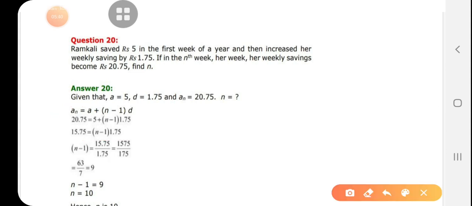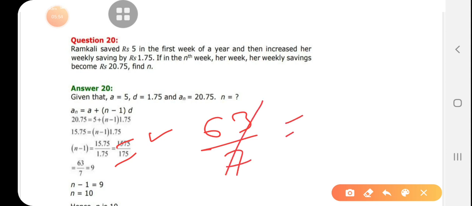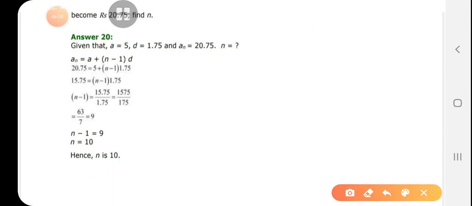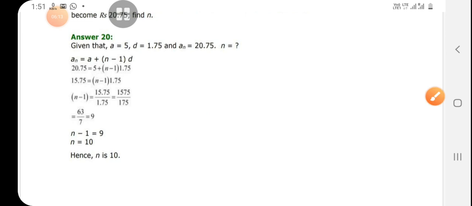Remove the decimal, then we get 1575 by 175. If you divide both of these by 25, then you get 63 by 7. If you divide again, then you will get 9. So n minus 1 is equal to 9. Transpose 1 from left to right, it will be plus, so n is equal to 10. It says find the value of n, so n is equal to 10. This is the answer. Thank you.